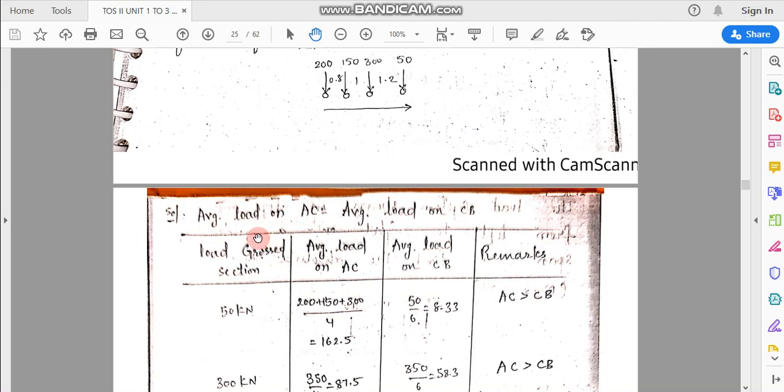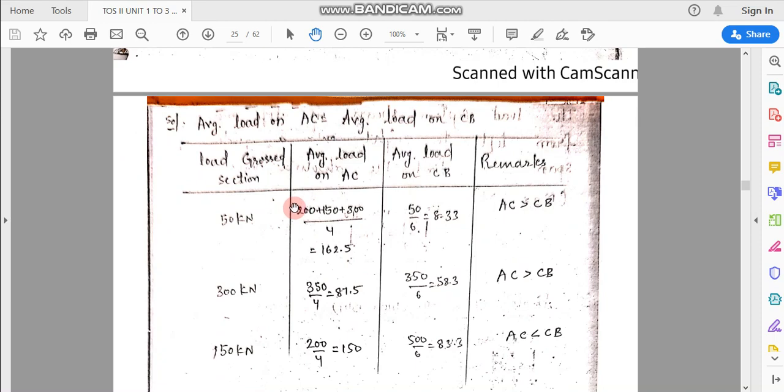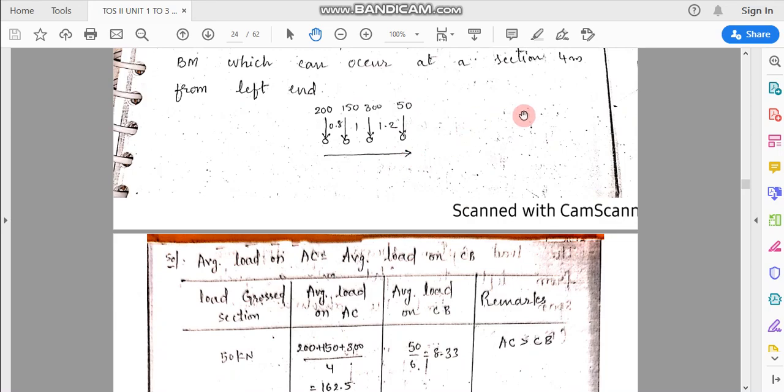So we need to do a small type of table in this problem, since we have multiple point loads here. So we need to draw this table. The very first thing which will be coming here is load cross this section, average load on AC, average load on BC, and remarks. Okay, what is AB? AB is the beam and C point is the section which is at a distance of 4 meters from left end.